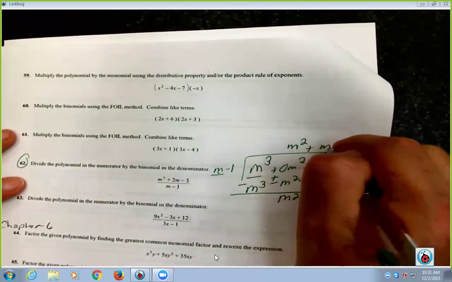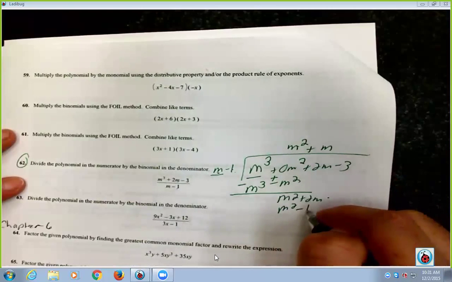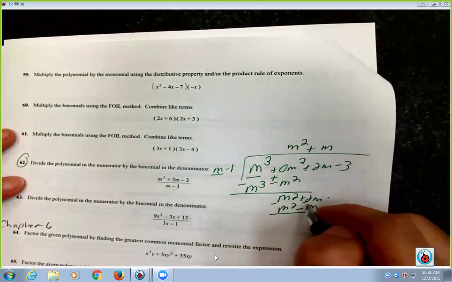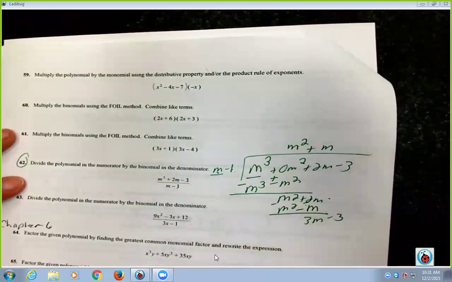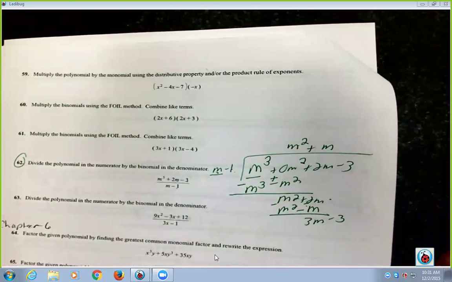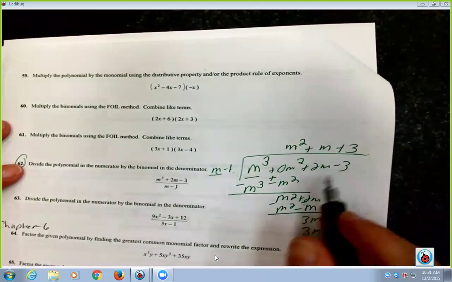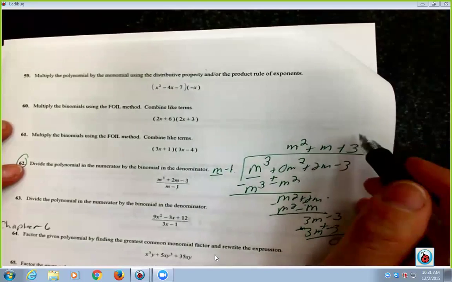Plus m. M times m is m squared. M times a negative 1 is a negative m. Change my signs. 2 and a negative and a positive 1 is 3m. M squareds are gone. Then what do I got to do to m to make it look like a 3m? Plus 3. 3 times m is 3m, and 3 times a negative 1 is a negative 3. Change my signs, and I get 0. So this is my answer.